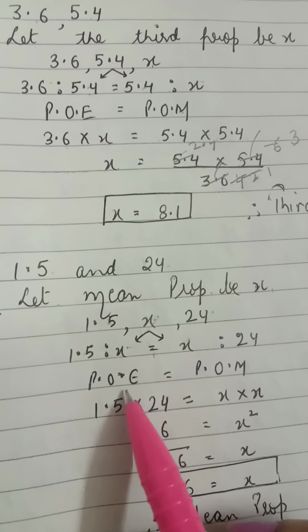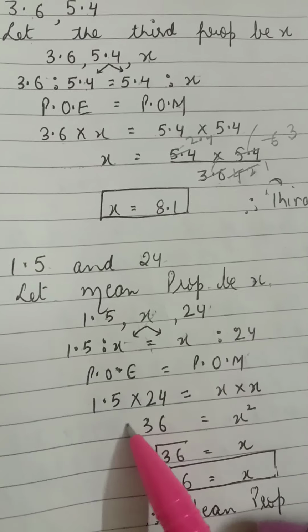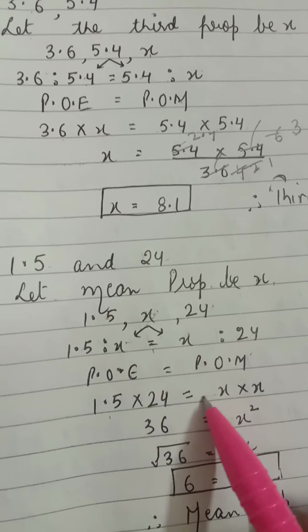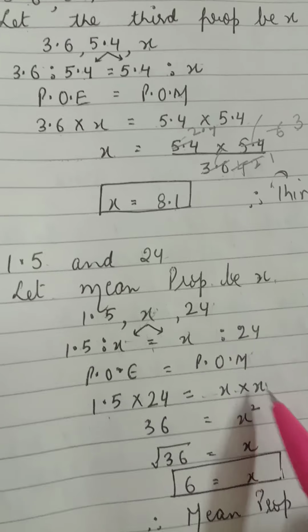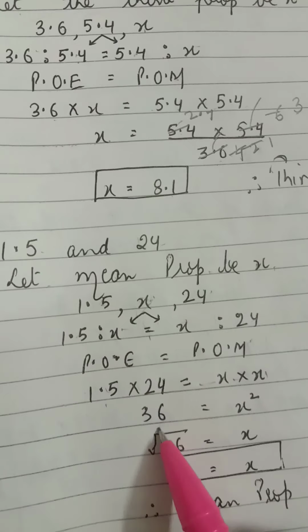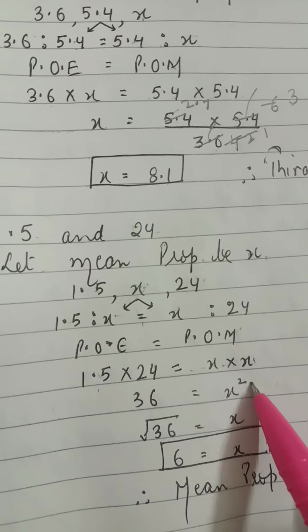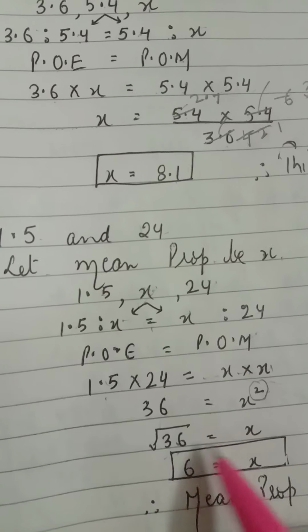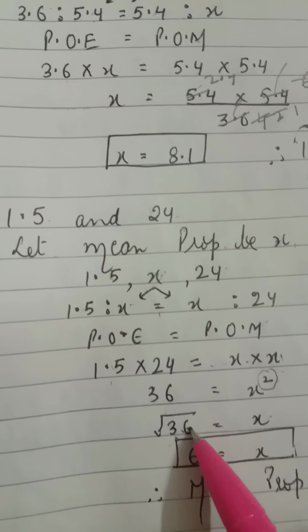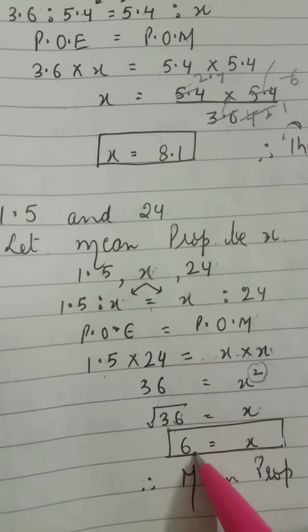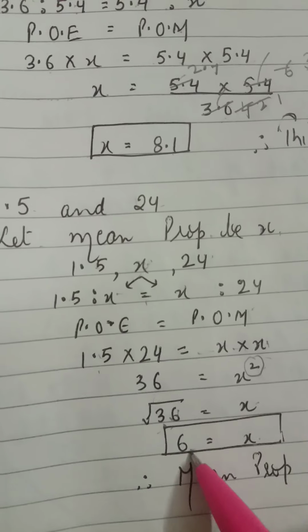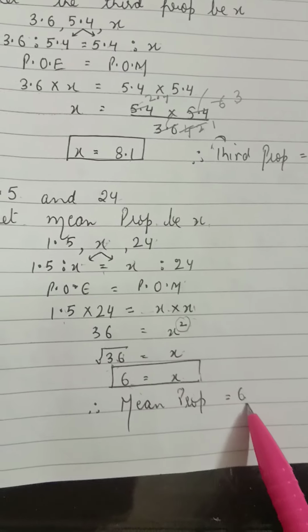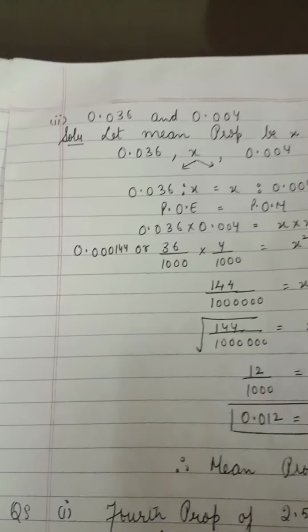Arrange your terms. Product of extremes is equal to product of means. Outer terms 1.5 into 24 is equal to x into x. Now 1.5 into 24 gives you 36 and x into x gives you x square. Now removing this square, the other side will be put under the root. x is equal to under root 36, and the under root 36 is equal to 6. The value of x is 6. Therefore, the mean proportion is equal to 6.